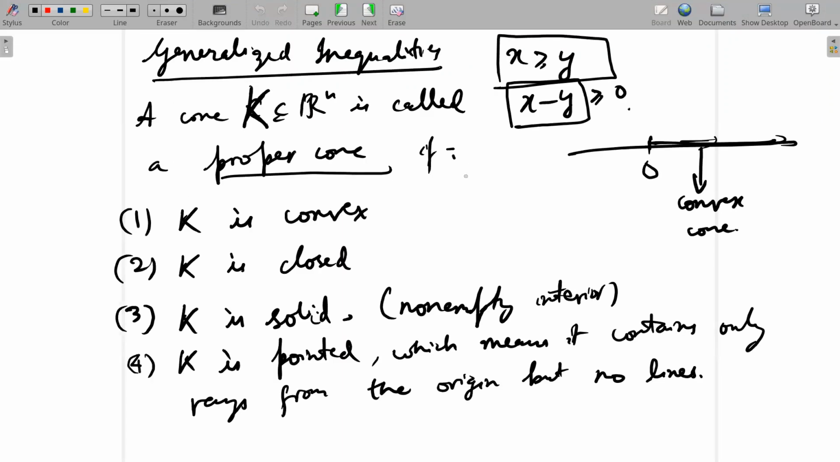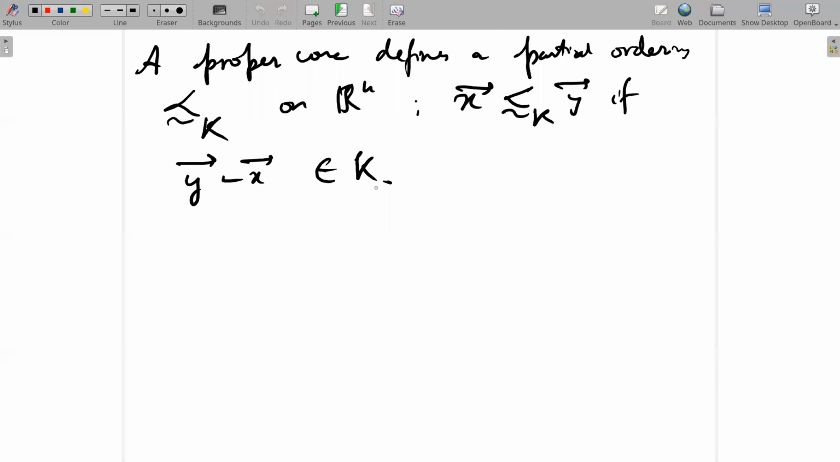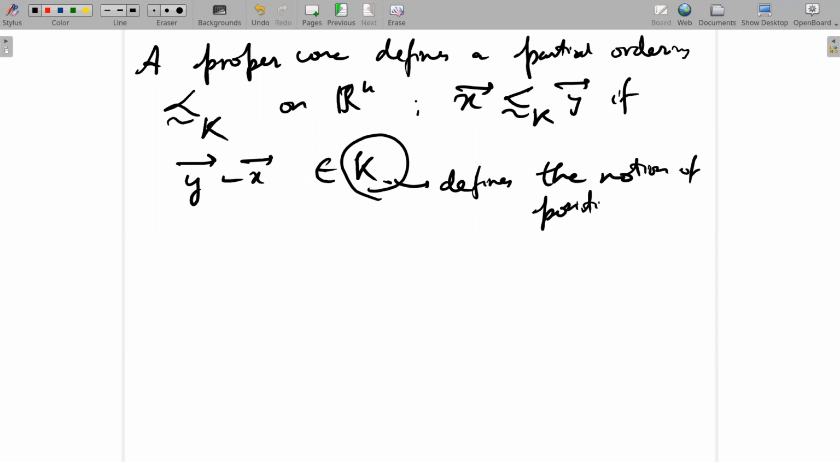Just like for the real line case, we had x bigger than or equal to y if and only if, well, this is the definition, so I didn't say only if, but that's the way we'll define it, that x minus y is a positive number. So here K defines the notion of positivity. But of course, just because I defined it this way doesn't make it a partial ordering. We have to use those properties to show that this definition in fact gives you a partial ordering. So that I'll leave as an exercise.